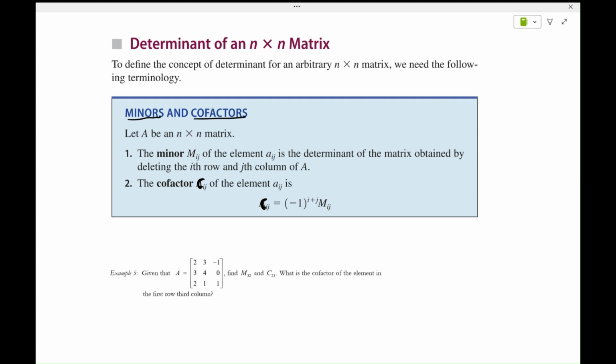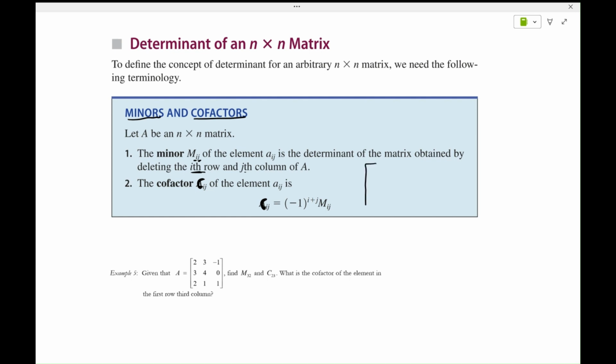Then what do we mean by the minor, Mij? Here i represents the number of rows and j represents the number of columns. So Mij, the minor of the element Aij, is the determinant of the matrix obtained by deleting the ith row and jth column of A. This is what it's saying.